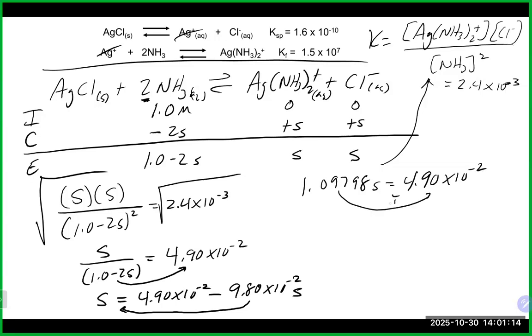Dividing that now to the other side. Will give us an S here of 4.9 times 10 to the minus 2 divided by that. Will give us an S of 4.46 times 10 to the minus 2. That is the molar solubility of our silver chloride.